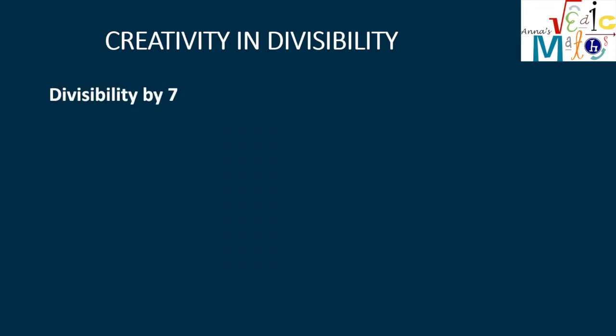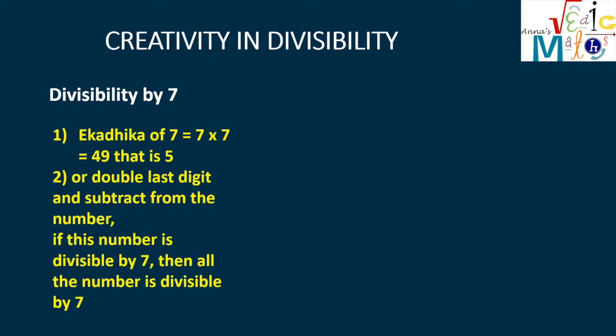Divisibility by 7. We have two ways. We can use the Osculator method. We find the Osculator, that now is 5. Then we multiply the last digit by the Osculator, that means by 5, and we add the digits prior to the last digit. We keep doing this until we reach a number that we already know is divisible by 7. Or we double the last digit and subtract it from the number, so the number is divisible by 7 if the number obtained is divisible by 7.